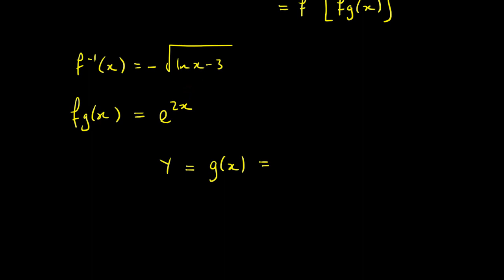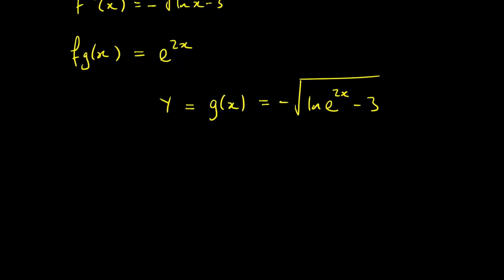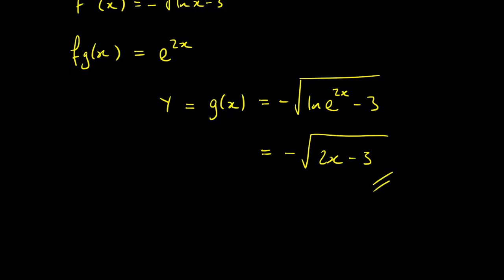And so that's going to give me negative the square root of ln e to the 2x minus 3, right? So I've taken the x here and I've replaced it with e to the 2x. Now ln e to the 2x is just 2x. So we've got negative the square root of 2x minus 3. And so I think that that should be our answer. I'm just going to check it against the mark scheme. Yeah, negative square root 2x minus 3.